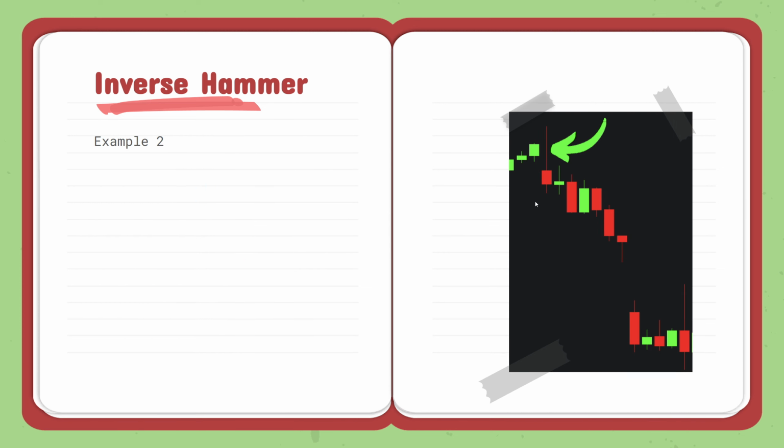All right. Here's a second example of your inverse hammer. So higher high, higher high, higher high, and boom, right there is your shooter, and here's your downtrend.